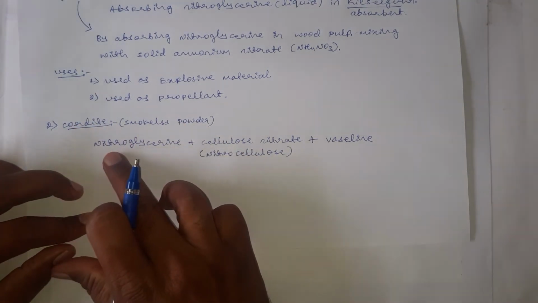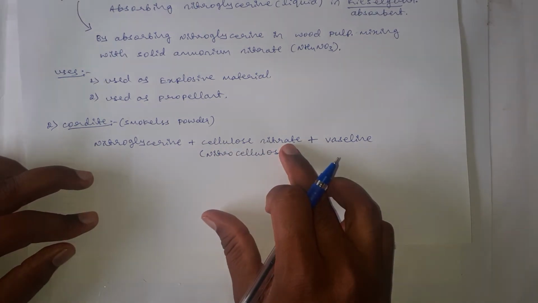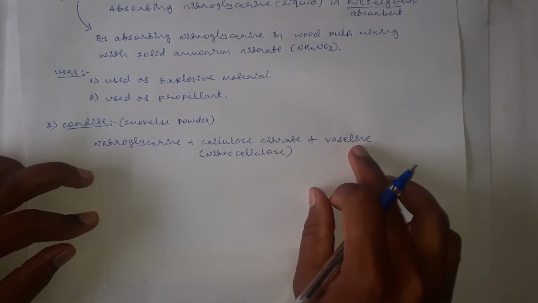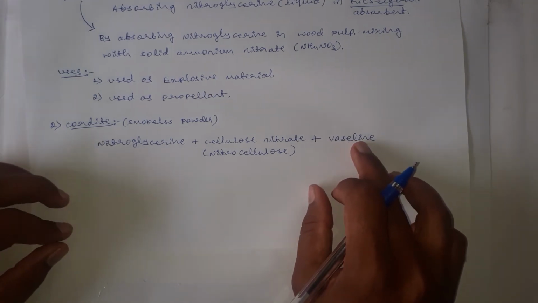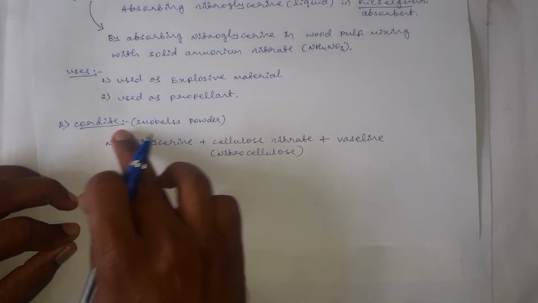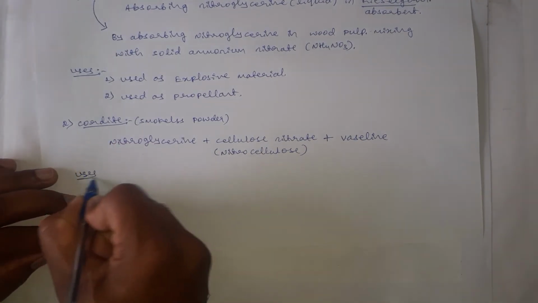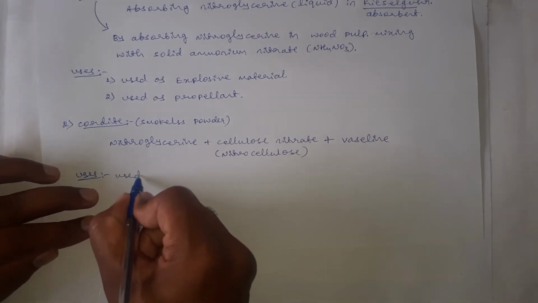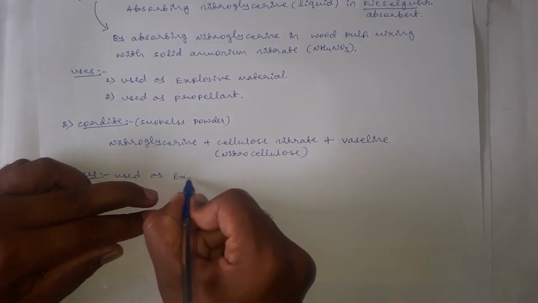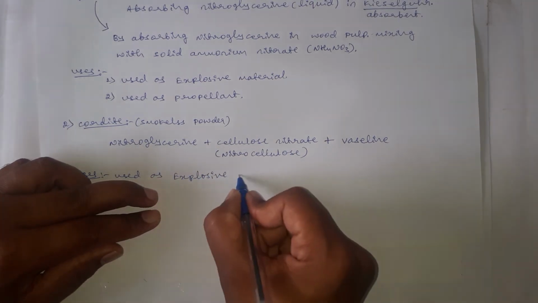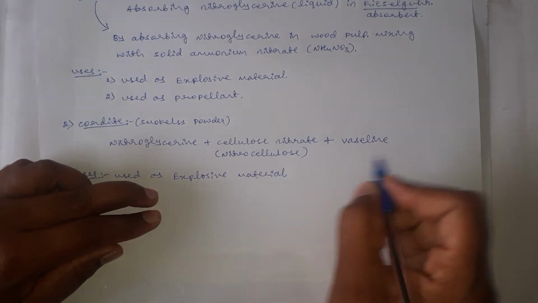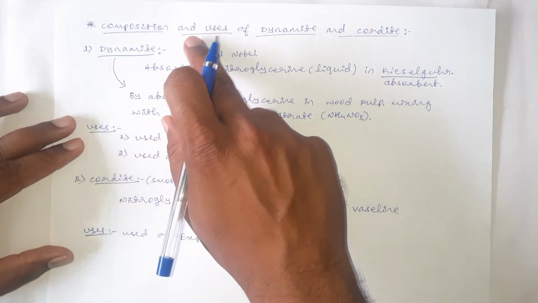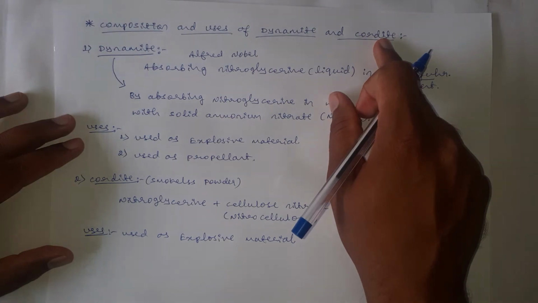This cordite consists of nitroglycerin and cellulose nitrate and Vaseline. And here they are using this Vaseline as a lubricant to minimize the friction. Okay. This is the composition of cordite. And now what are the uses of this cordite? The main use of this cordite is as an explosive material. Okay. And this is all about the composition and uses of dynamite and cordite.